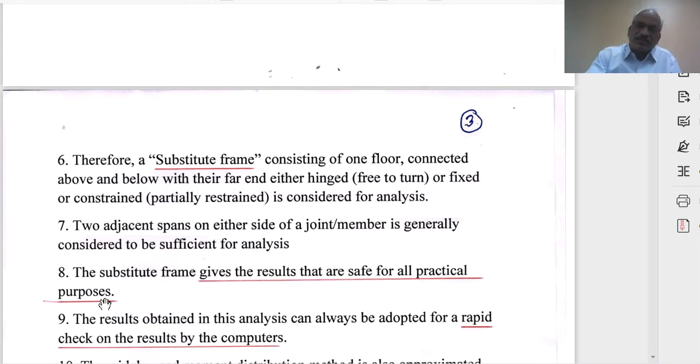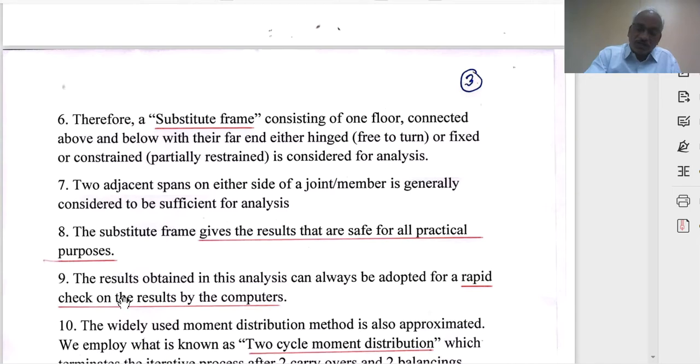So that is why it is considered sufficient for the results of the design. For any practical design this is considered to be sufficient, and many analyses are being done using the substitute frame method. Also, the accuracy given by this is sufficient enough for the design, therefore it is considered in the design of buildings.